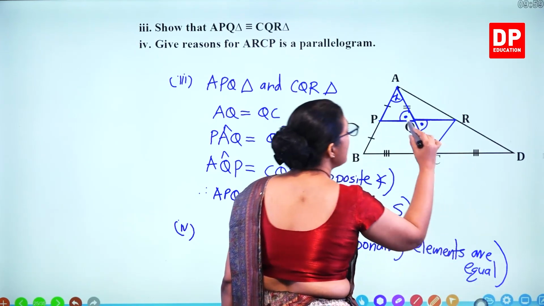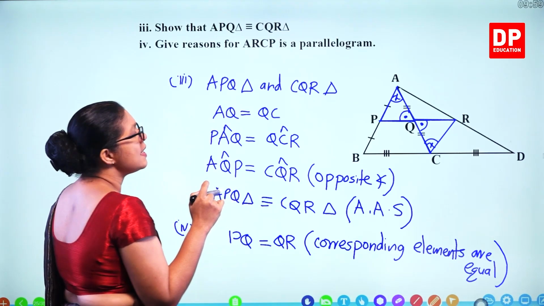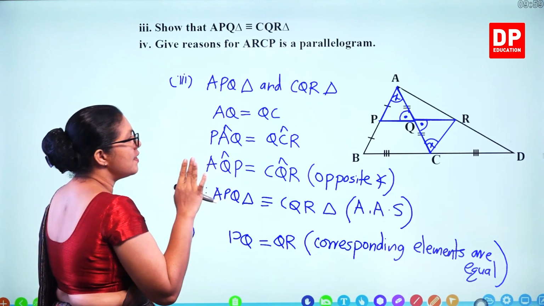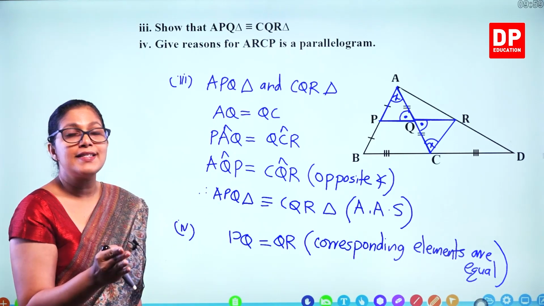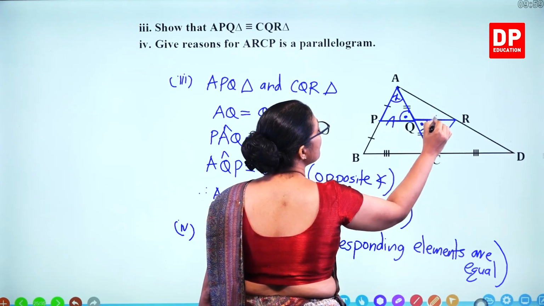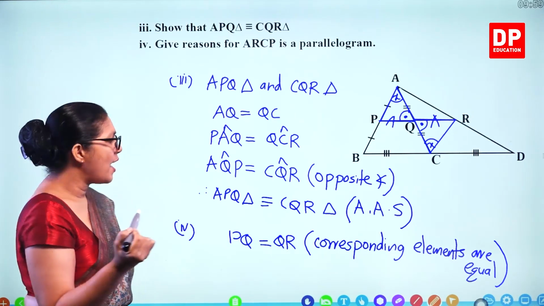If the corresponding elements are equal, now look at ARCP quadrilateral. The diagonals bisect each other. So this is equal to this one. Diagonals bisect each other, so that's a parallelogram.